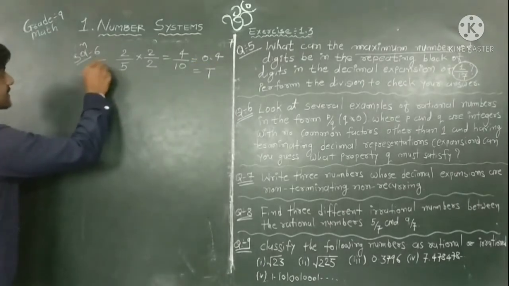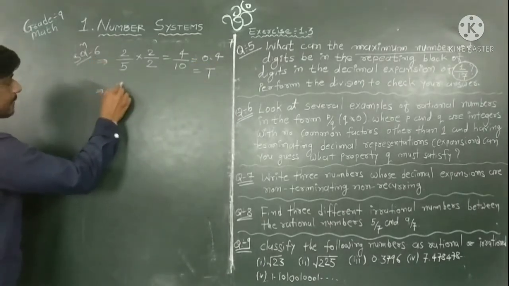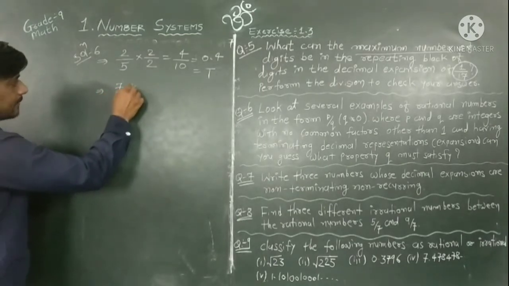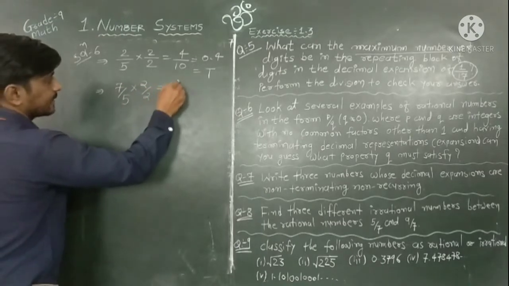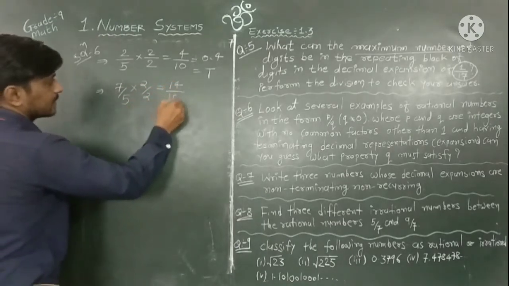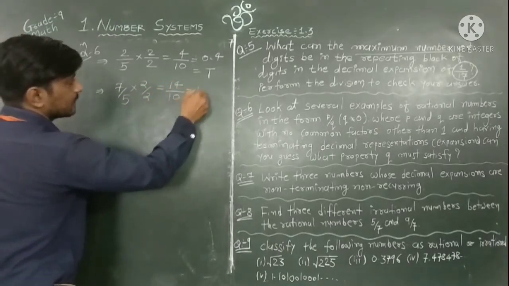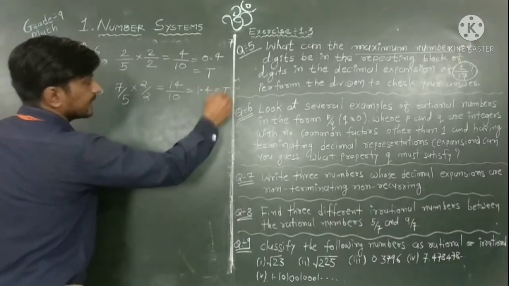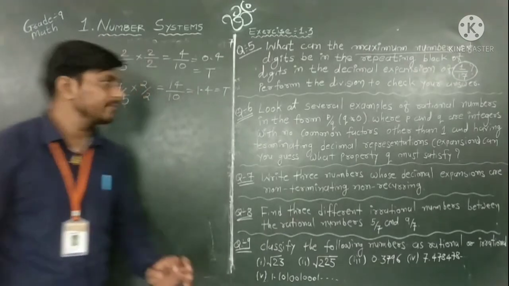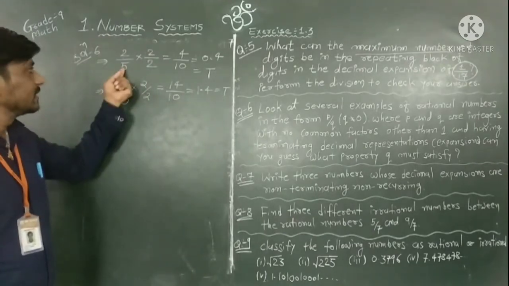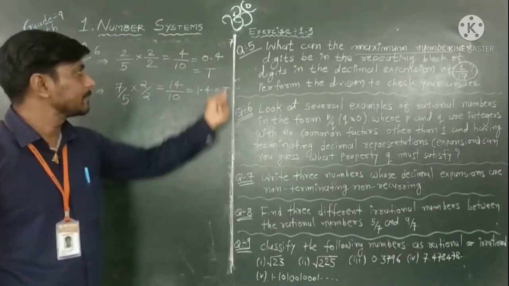Again, take one more example. Suppose we have 7 upon 5. Now again I multiply by 2 by 2. What happened? 7 2s are 14 and 5 2s are 10. So cutting out one decimal, 1.4, and this is a terminating number. In short, if you take 5 as a denominator, then it must be a terminating number.